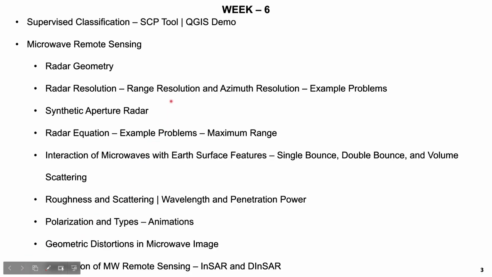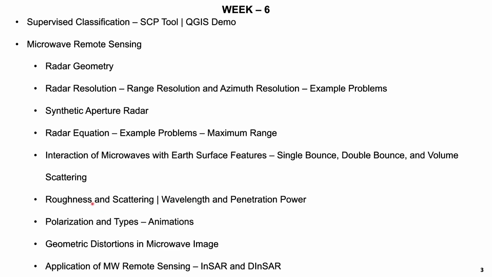So in today's session, we will see about how to do the supervised classification using the SCP tool in QGIS. Then coming to microwave remote sensing, we'll discuss about radar geometry, radar resolution. So there are two types of resolution. Then what is meant by synthetic aperture radar. Then radar equation and some problems related to how to determine the maximum range of the radar. Then how the microwave interacts with the Earth's surface. We'll discuss how it is interacting.